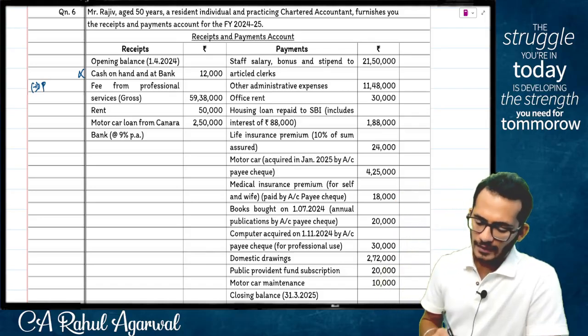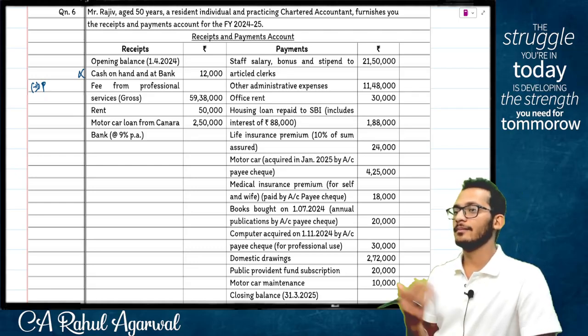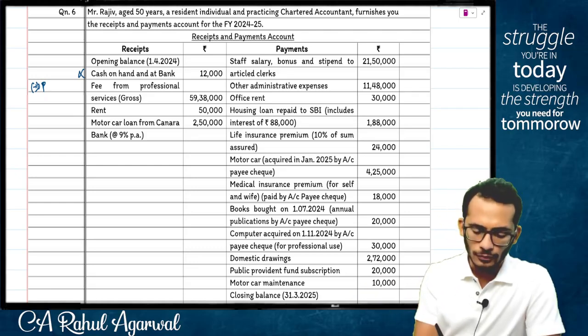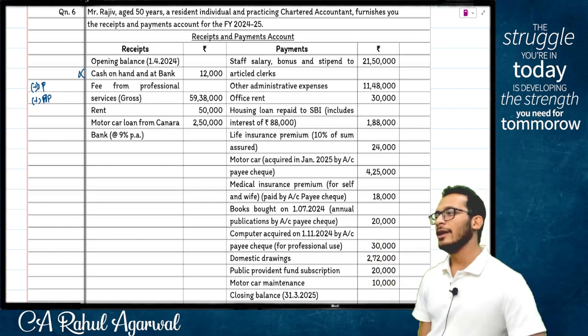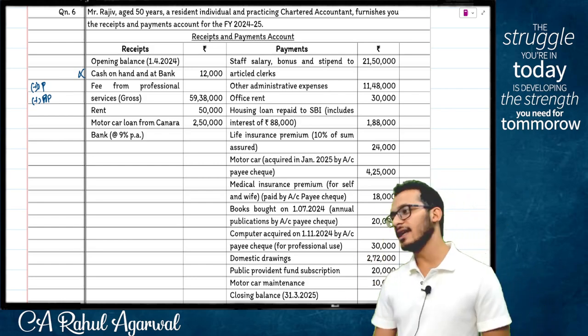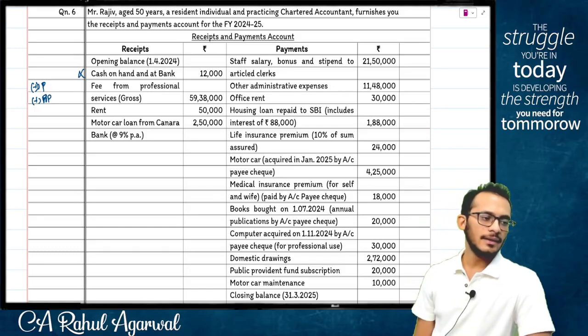Next, rent is 50,000. People, this is rent received. Will I reduce from PGBP first? No, because I'm doing direct approach. Directly take it to HP.